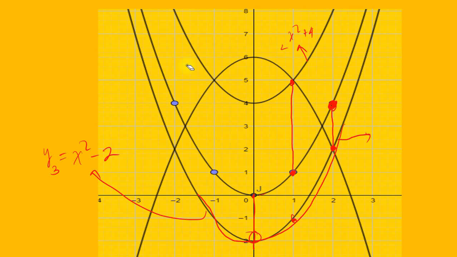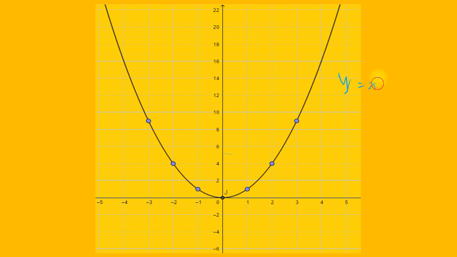So now let's try to graph y equals x squared plus 2. So we'll just move this by 2 units. From 1 it becomes 3. From 2 it becomes 6. So 3 becomes 6. Then connect the points. Sorry, it should be a perfect parabola there. Okay. Then so on.